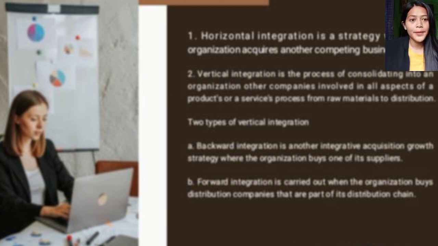There are two types of vertical integration. First is backward integration and second is forward integration. I will discuss backward integration first. Backward integration is another integrative acquisition growth strategy where the organization buys one of its suppliers. In this strategy, the organization purchases its supplier. The purpose is to gain control of supply by securing the raw materials and products needed in operation.